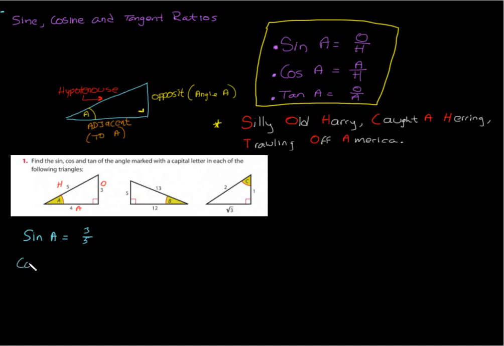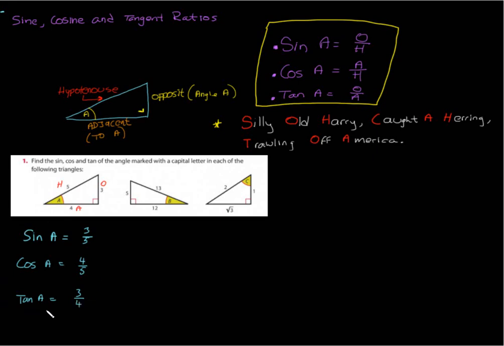Cos of the angle A is equal to, well, caught a herring. So caught a herring, it is 4 all over 5. And then tan of the angle A is equal to trawling off America. So TO, which is your 3, all over A, which is 4.